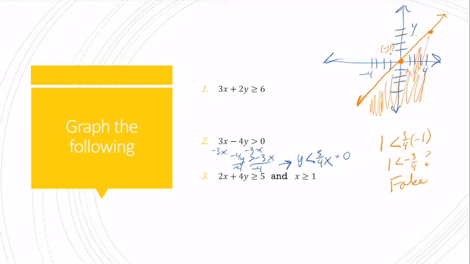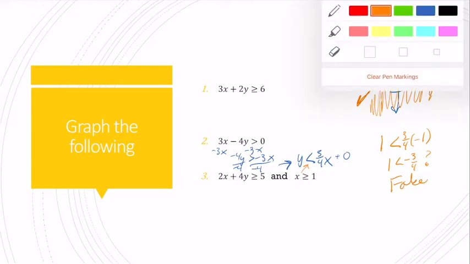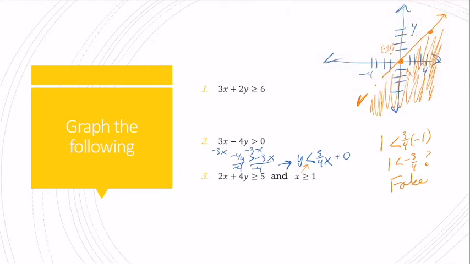But I already made a mistake. What was my mistake? Well, I have y is less than 3/4 x. So this shouldn't be a solid line. This should be a dashed line. There, that looks kind of dashed.